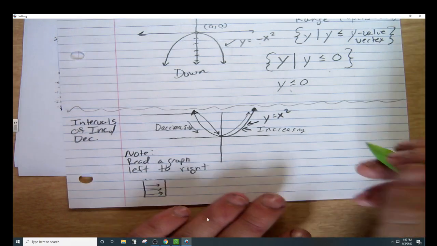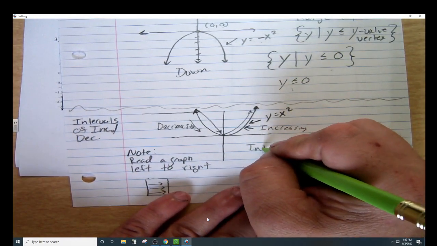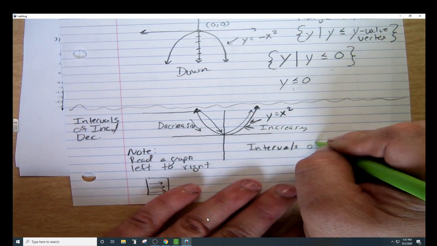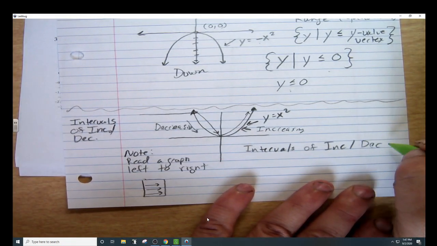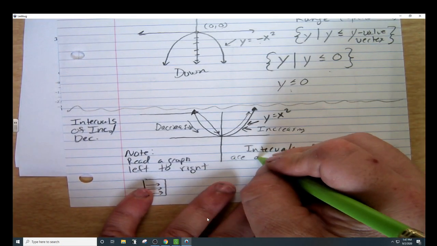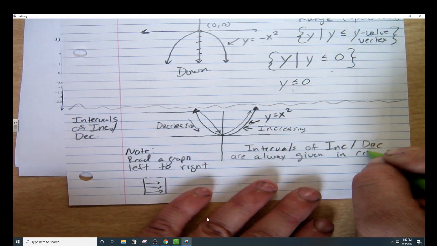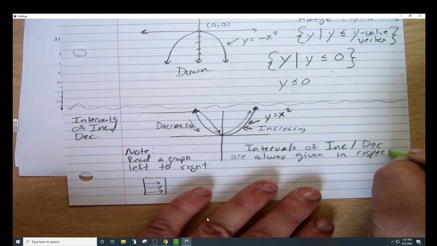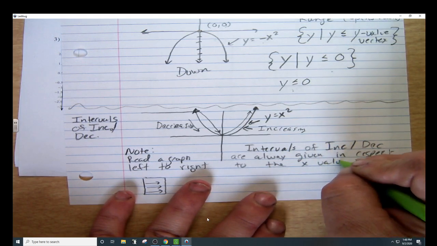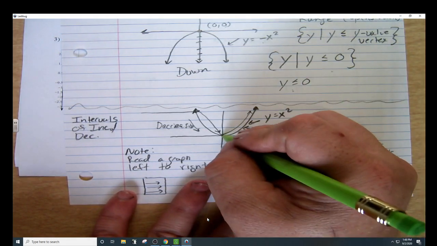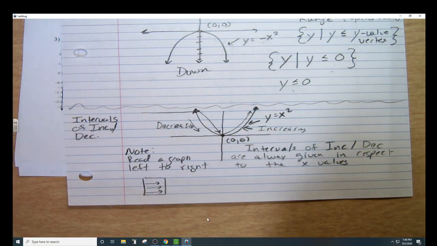Now, make sure you understand this. Intervals of increase and decrease are always given with respect to the x values. All right, so what does that mean? Well, if you remember, the vertex of the parent function is 0, 0. Okay.